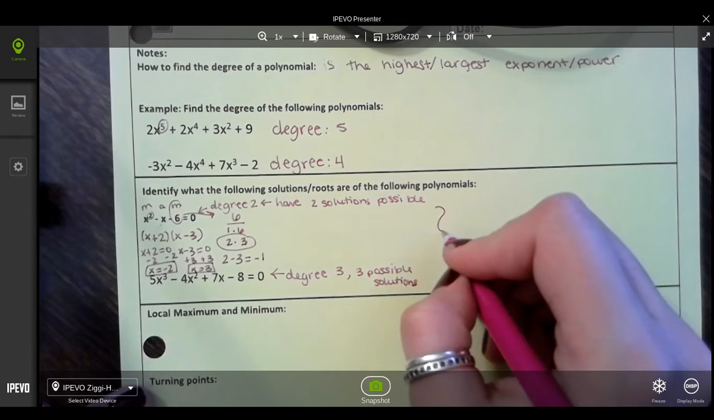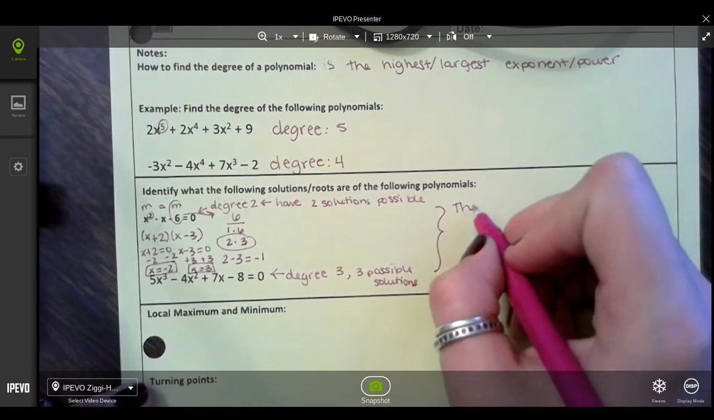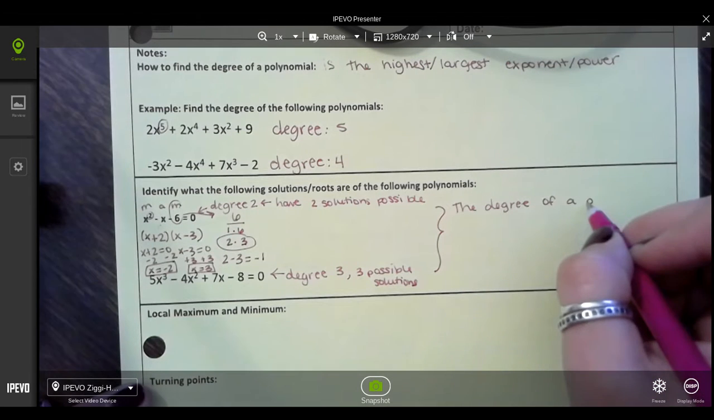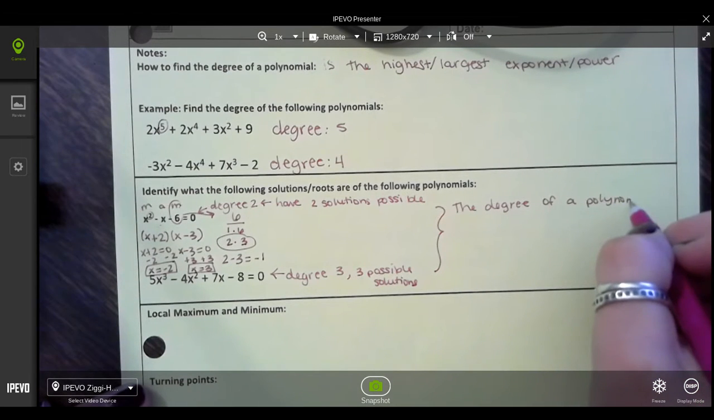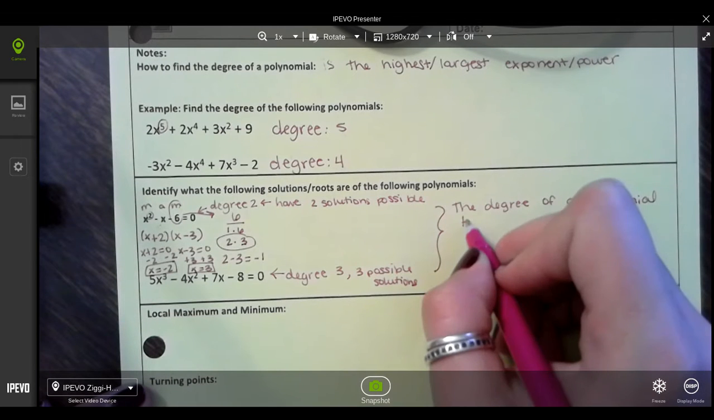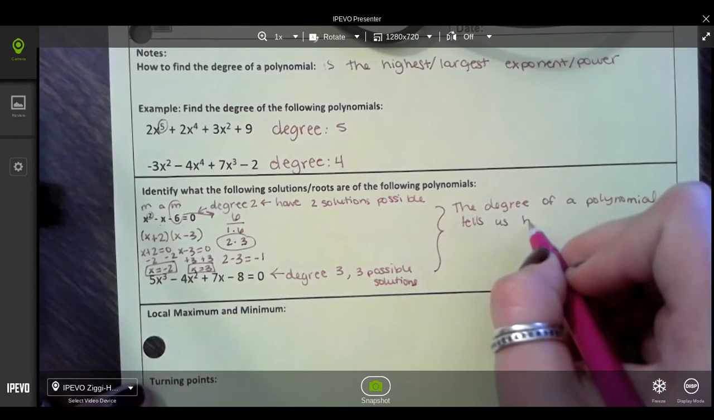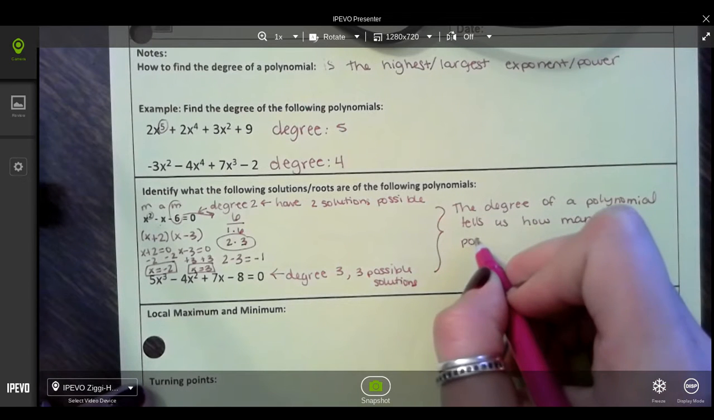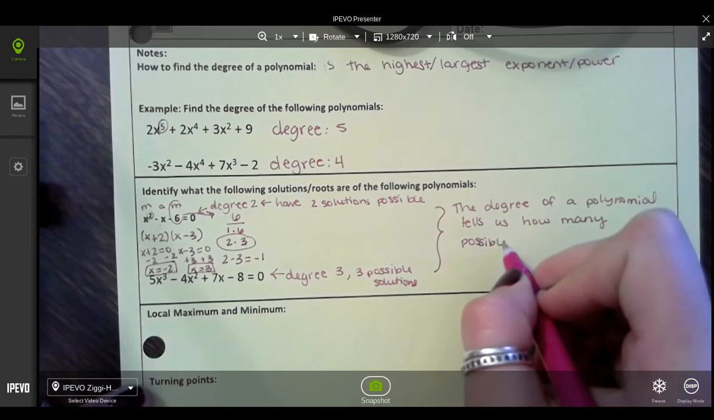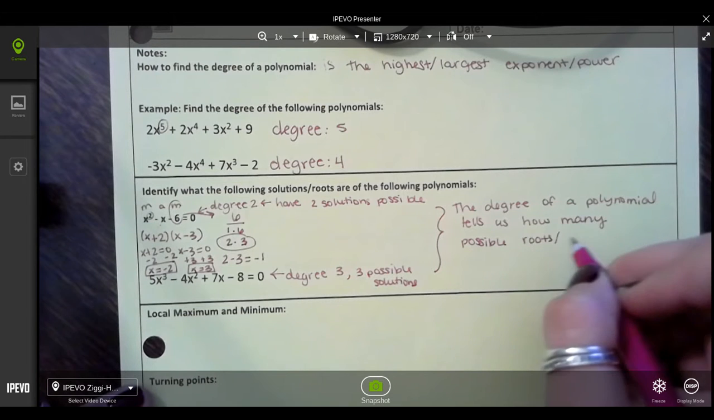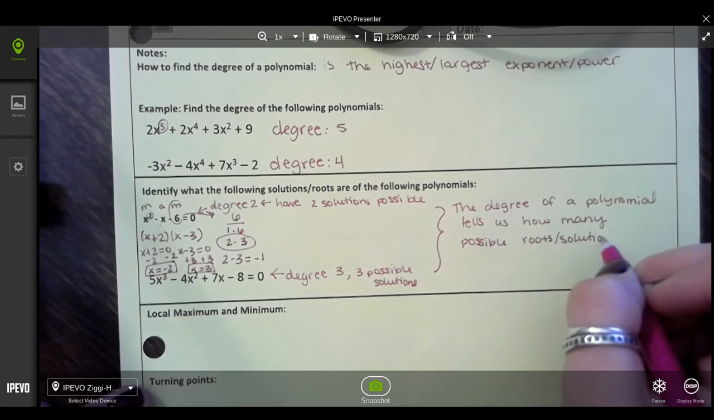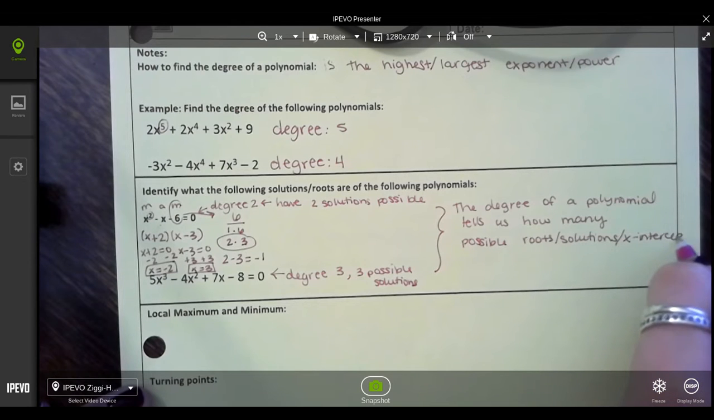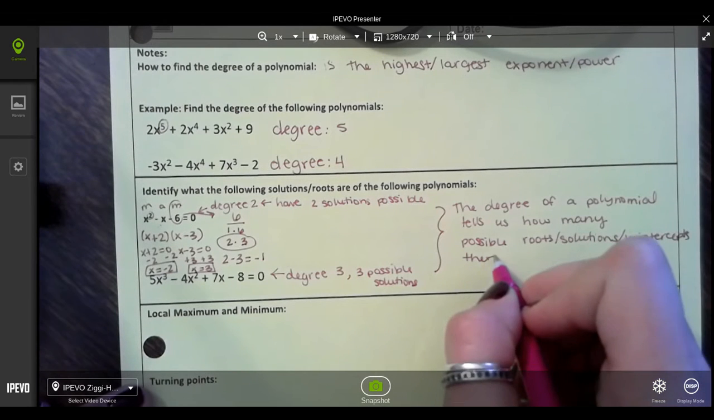Okay. It's important to note the degree of a polynomial tells us how many possible roots/solutions/x-intercepts, we also call them x-intercepts, there are.